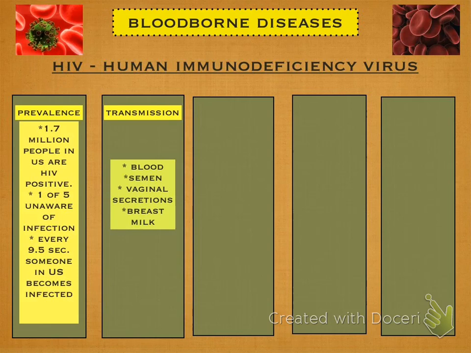Now let's talk about vectors. What are vectors? Things that carry. Carriers, like animals. Okay? Can mosquitoes transmit HIV? Yes. No. What? No, no, no.